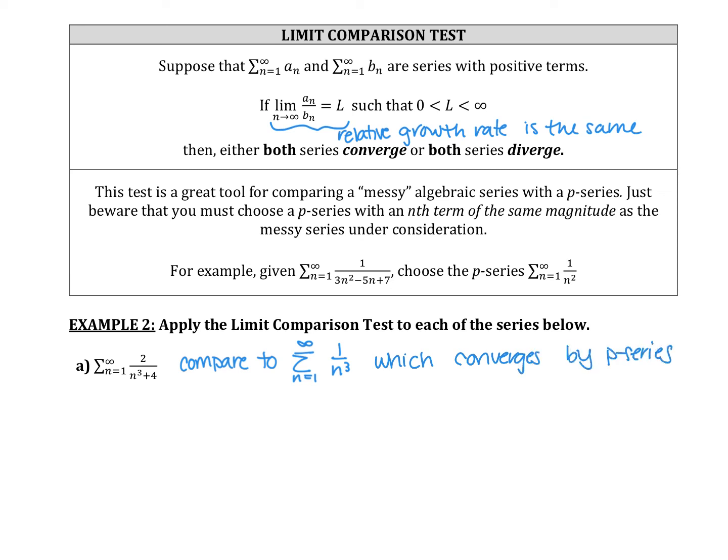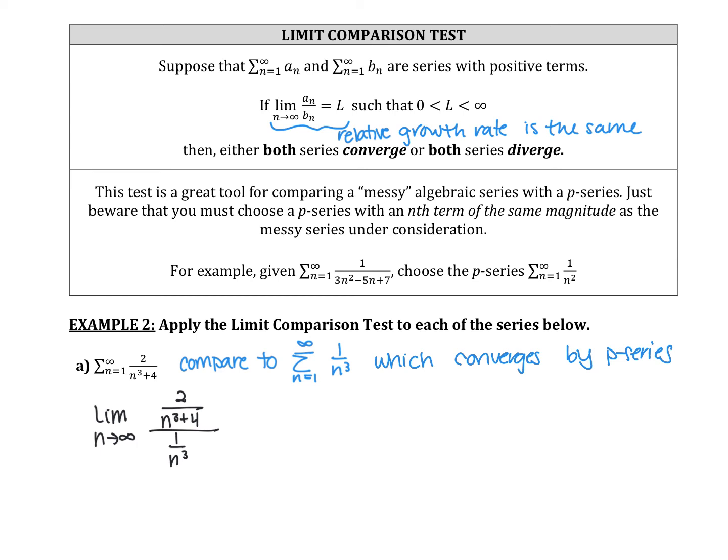Because the p-value is greater than 1, we know that converges. Okay, so what we're going to do is set up the limit as n approaches infinity of, and it doesn't matter which order you put this in, I'm going to take the more messy function and divide it by the one I'm comparing it to, the 1 over n cubed.